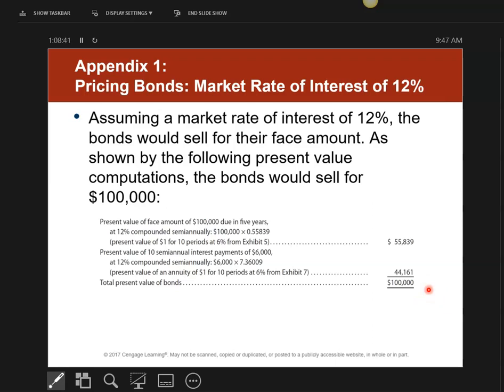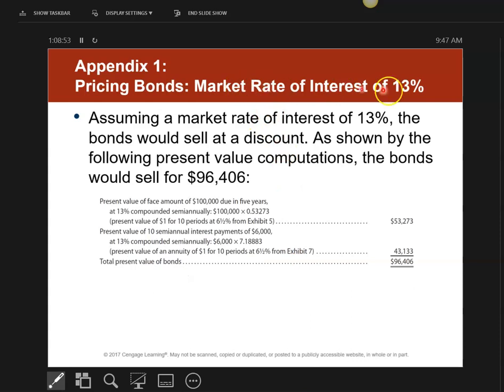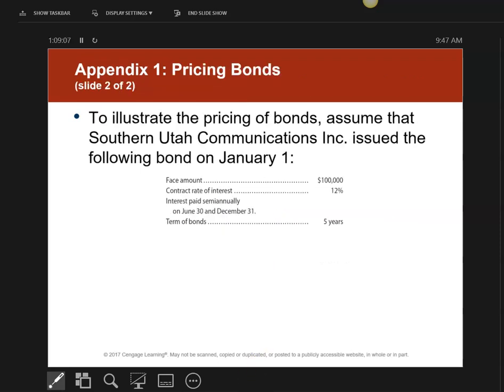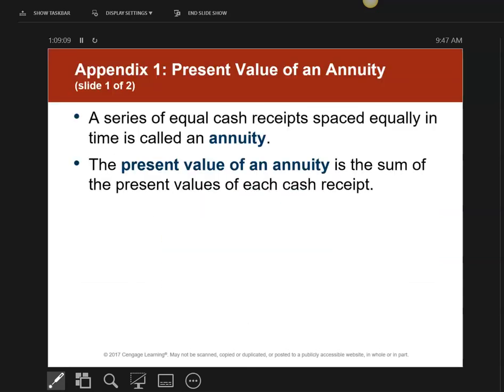So now we're going to change up a little bit, okay? Remember, we looked at when I sold it at a discount. Remember when I sold it for $96,406? We're going to look at what happened there. So in this situation, my market rate is 13%. My contract is 12%. So here's what happened. Let's go back. I have the same numbers here, but different multipliers. Okay, so hold on, guys. I'm going to go back quickly to my tables.